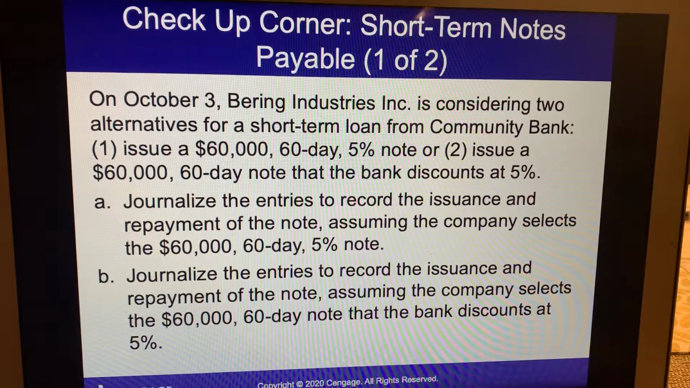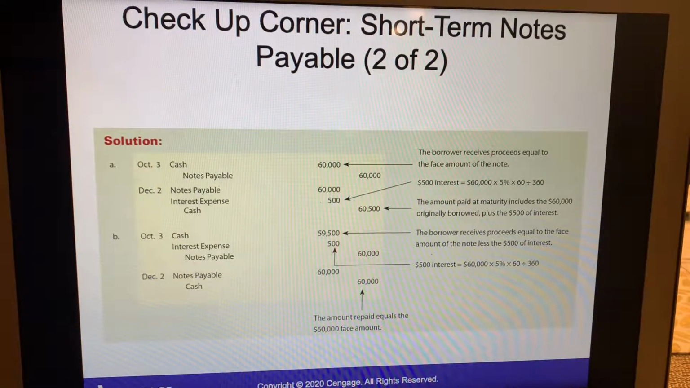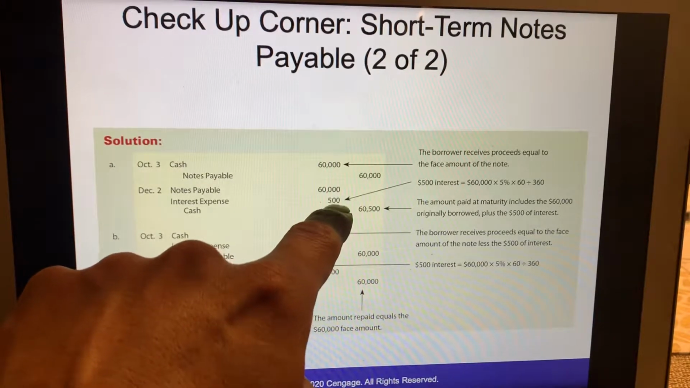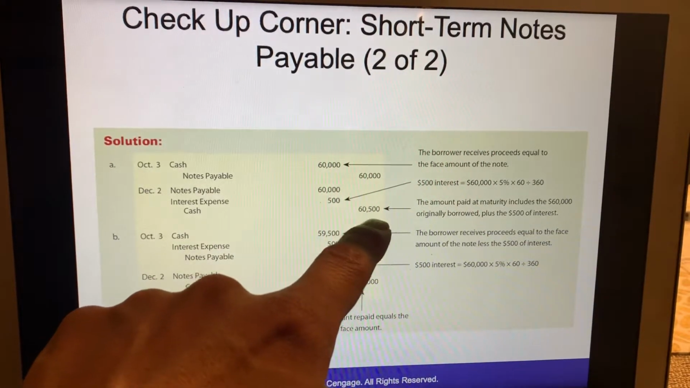Community Bank issues a $60,000 60-day note that the bank discounts at 5%. Journalize the entries to record. So we're looking at both transactions. Here's the solution: cash 60,000 received, notes payable 60,000. Then we're going to pay it back: notes payable for 60,000, interest expense of 500. So total cash that will be paid is 60,500.